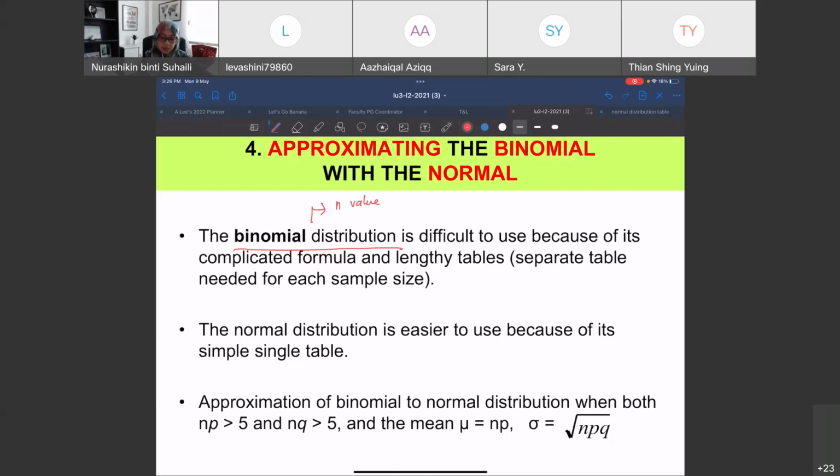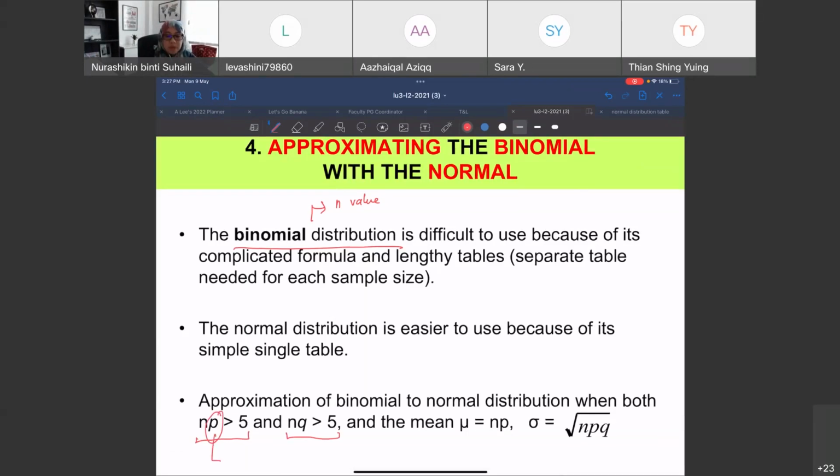In that case, we can use normal distribution to approximate the binomial. Okay, so in what cases? These two conditions must be satisfied. First you have to check the value of n multiplied by p. Is it greater than 5? And also the value of n multiplied by q. Remember, p is the probability of one of the events. It's given in the question, let's say 0.2. n is the number of samples.